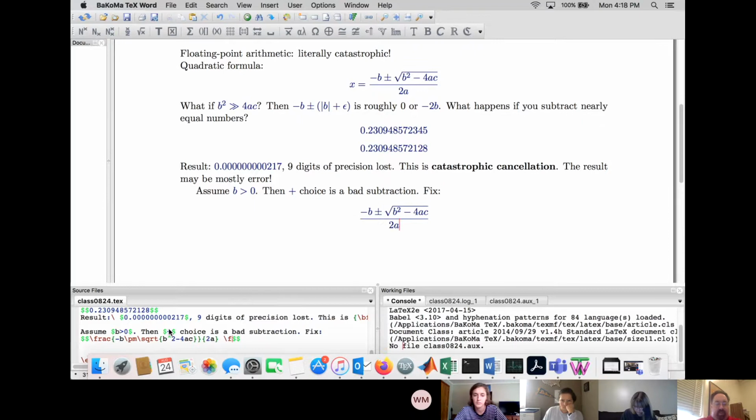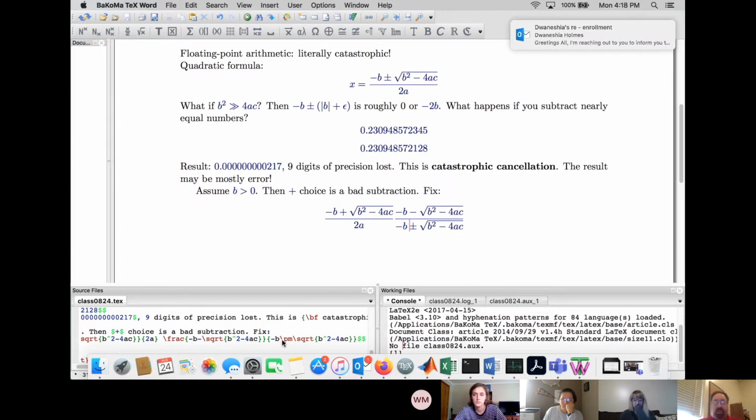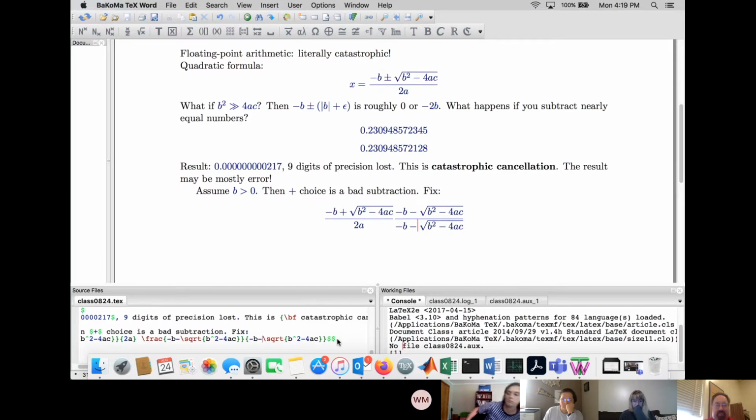And I'm going to do some algebraic trickery here. Now, I actually only care about the plus sign. And therefore, I'm going to have a minus sign over here. What is it called when I do this? I multiply and divide by this expression. So here I have this expression with a plus, but then I have the same expression with the sign changed in the middle. What is that called? Anybody? The conjugate. Yes, the conjugate.